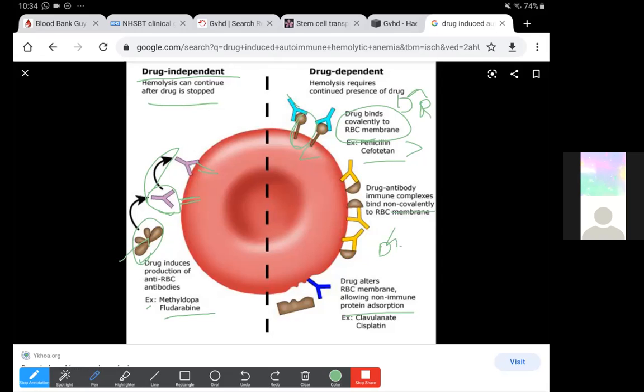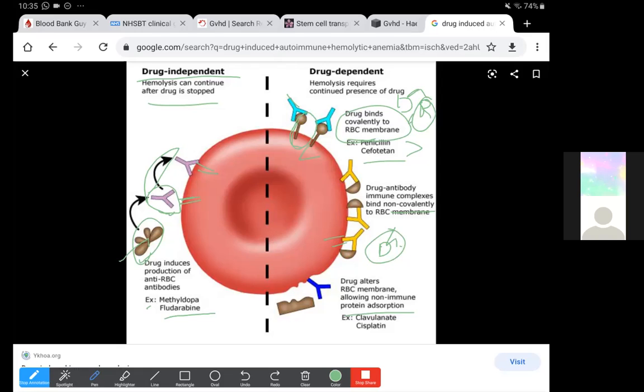and they then bind non-covalently to the RBC membrane. So here the drug and antibody complex forms on the RBC membrane. Here the drug and antibody complex is formed in the serum, and then it becomes non-covalently bound to the RBC membrane. This can occur with various ceftriaxones, etc., where they may cause the antibody to be complexed and bound non-covalently because of some red cell membrane modification.